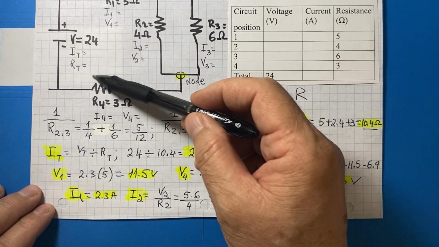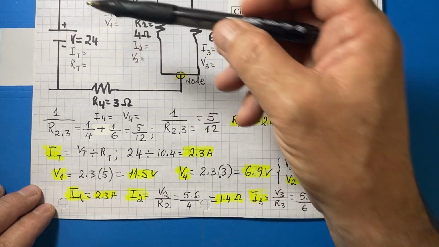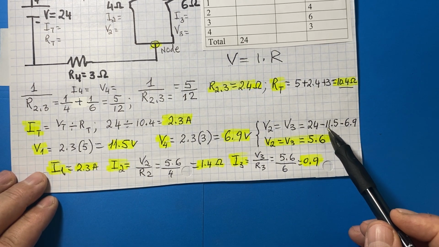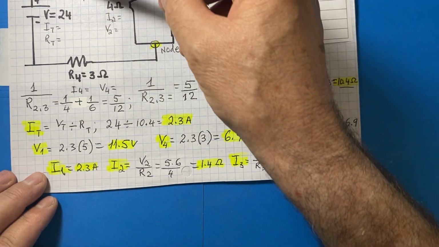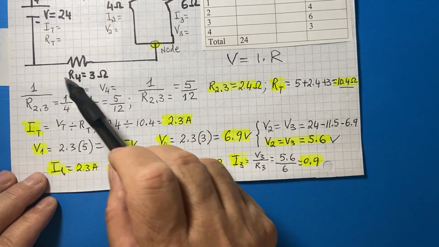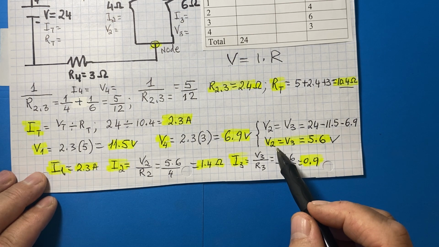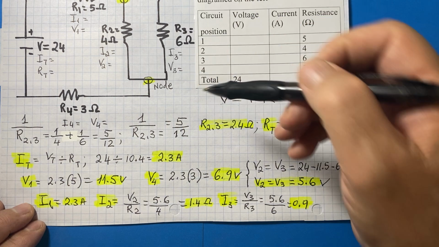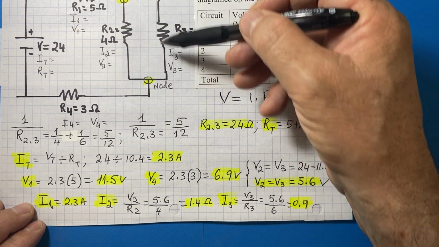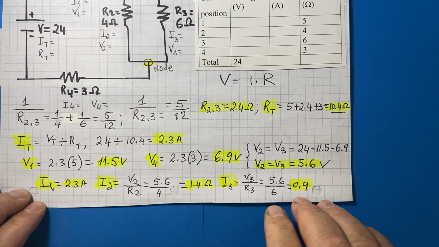Now we know the voltage at this point, which is 11.5. We know the voltage at this point, which is 6.9, and we know the total voltage. Now 24, which is the total, minus 11.5, which is the drop at V1, minus the drop at the fourth resistor, which is 6.9, and then the voltage for each of these two branches is 5.6 volts. Do not divide the voltage here. Voltage is equal because we have a parallel part here.